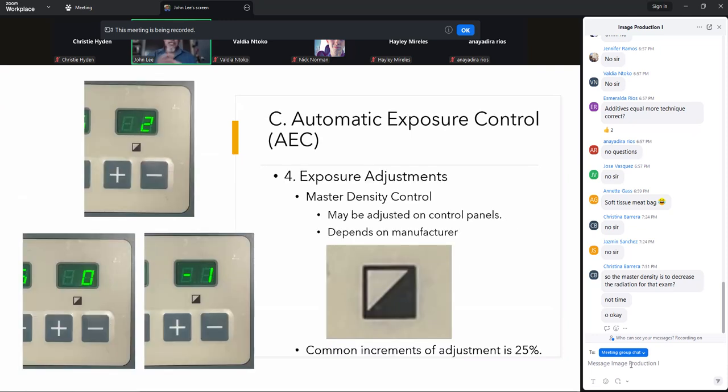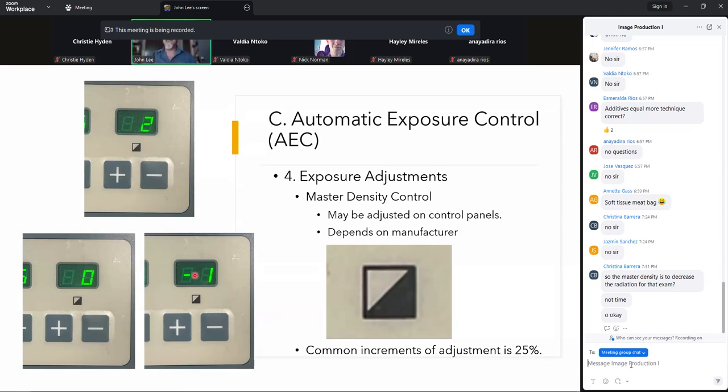So here's our master density control again. The typical adjustment is going to be about 25% of the amount of radiation that's required for each step in either direction. Okay. So this would be 25% increase plus another 25% increase. It's not the same as a 50% increase. Okay. So it's 25% of what you need first, and then another 25% on top of that.